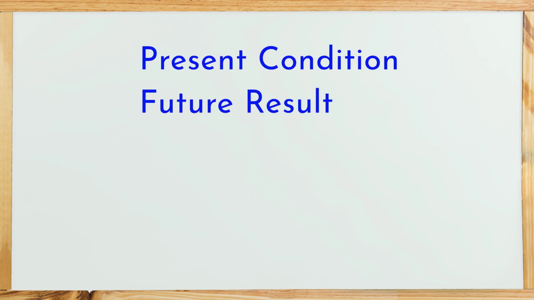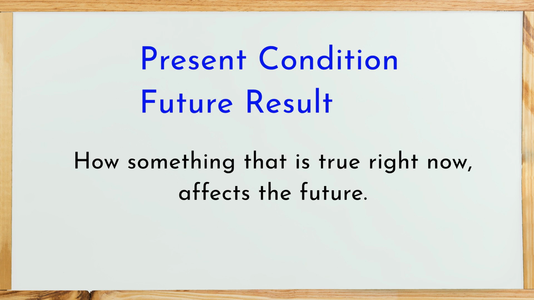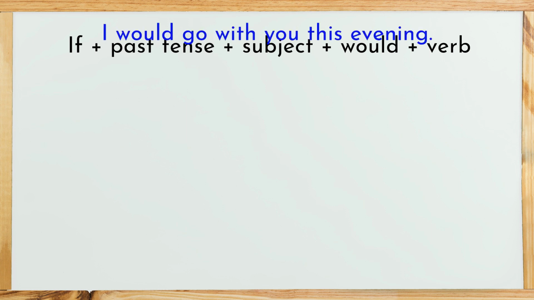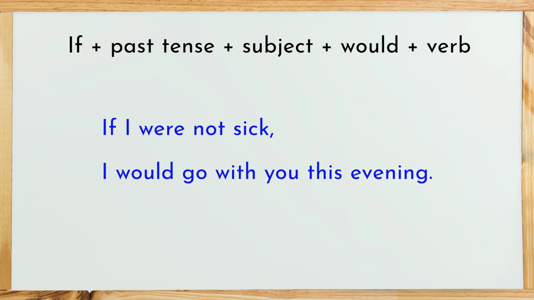Fourth mixed condition is present condition with future result, which means how something that is true right now affects the future. For this we use if, past tense, subject, would, verb. If I were not sick, I would go with you this evening. This means that I am sick, and that is the reason why I would not be going with you.